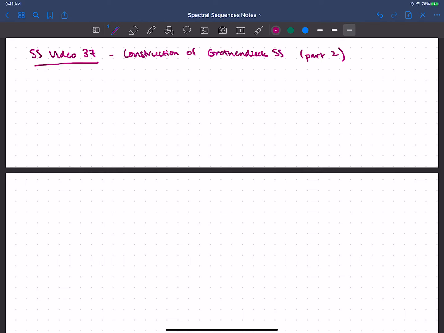Okay, as promised, in this video we're going to construct the Grothendieck spectral sequence. So let's remember what that spectral sequence looks like. Well, for our Grothendieck spectral sequence, we start with some abelian categories and some left exact functors between them.